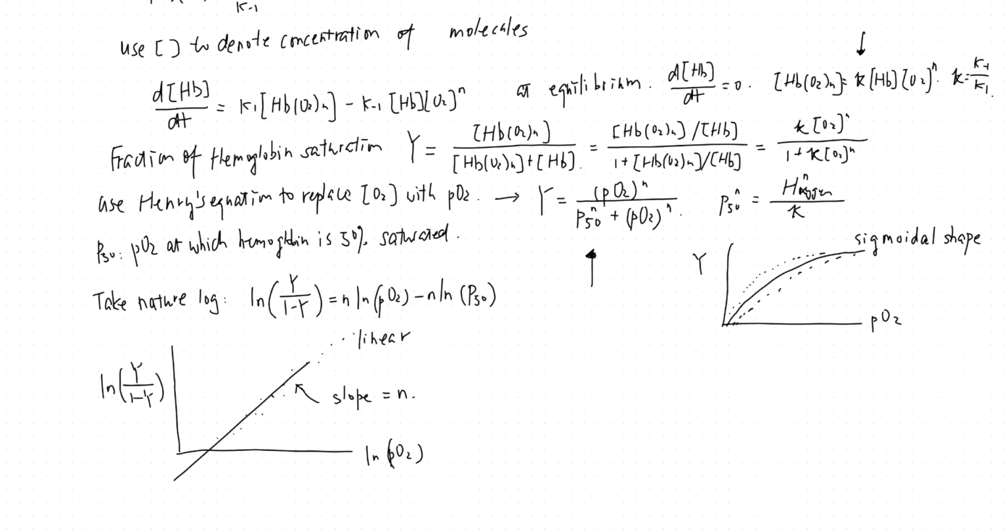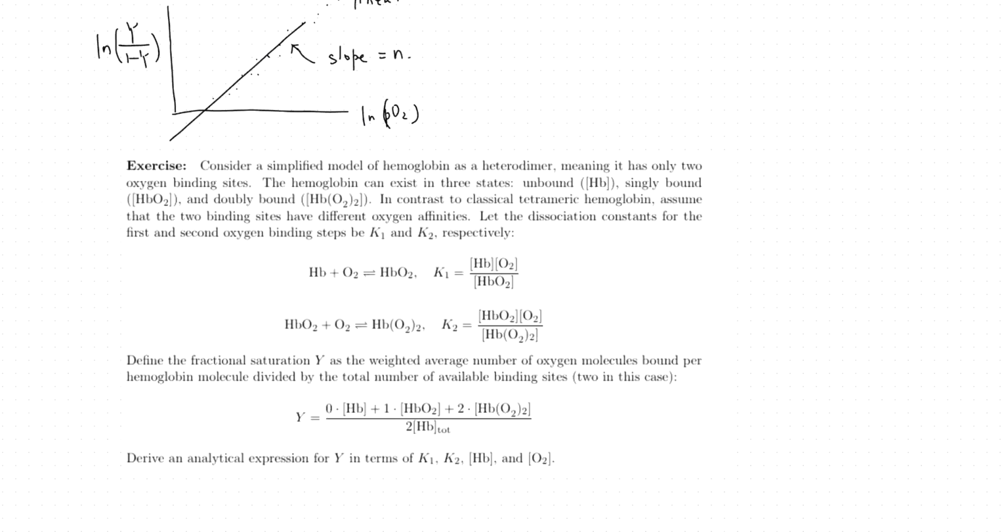All right, let me leave a homework problem for you. Okay, so this is the homework problem. Now consider a different model of hemoglobin and oxygen binding. The model we discussed in the lecture assumes simultaneous binding of n number of oxygen to one hemoglobin at one time.